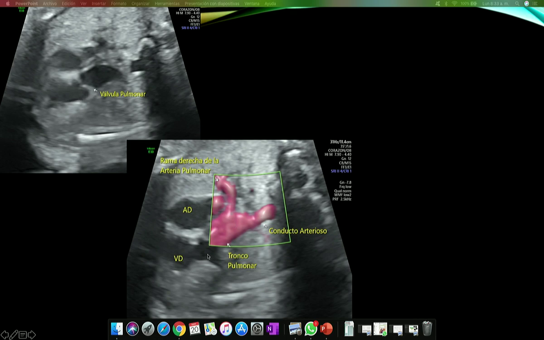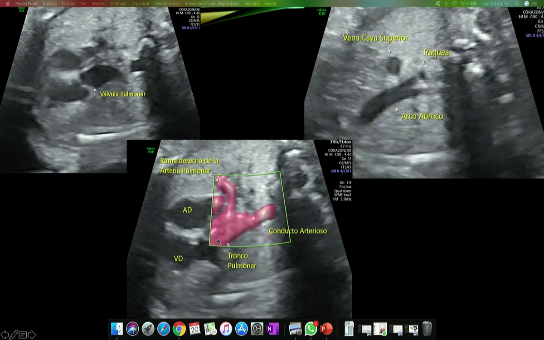We can see in this image the outflow of the pulmonary artery that is arising from the right ventricle. Another image we need to assess in the cardiac evaluation is called the three vessel view, in which we normally can assess the superior vena cava, the aortic arch, and the pulmonary artery. In our patient, we only observe the superior vena cava and the aortic arch. We also see in this part the trachea.